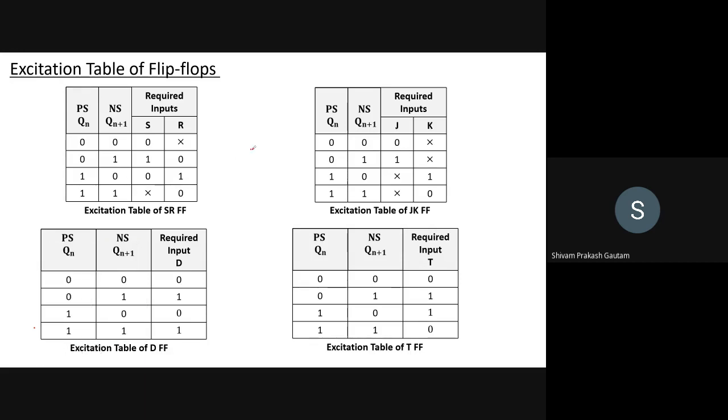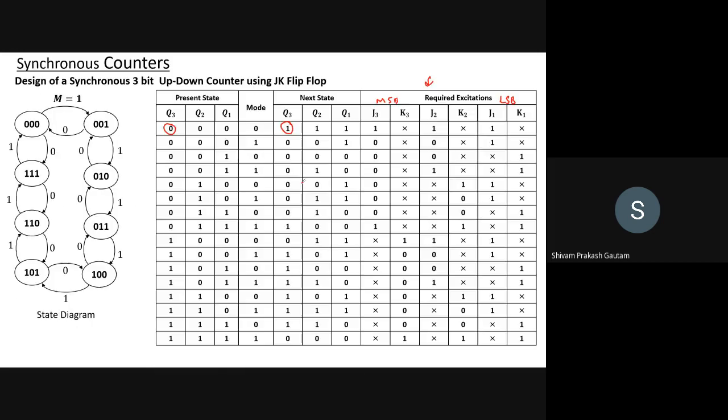So you can see when past state is 0 and future state is 1, the values of J, K are 1 and don't care. I will tell you for one state. For the rest of the states, you can do on your own. For the next state, when past state is 0, next state is 1, again 1 and don't care are the excitation. Next, when past state is 0 and next state is 1, again 1 and don't care.